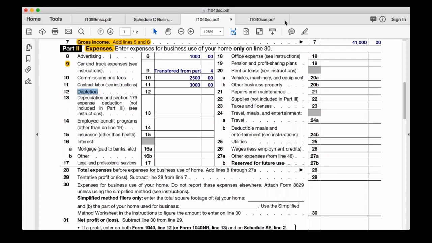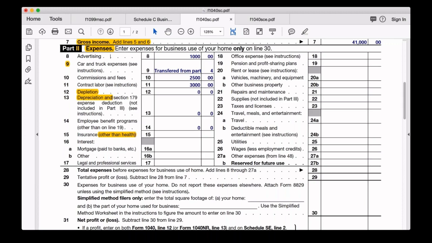I'm not going to worry about depletion right now. I'm not going to talk about depreciation right now. We're going to talk about that tomorrow. So I'm going to say 0 here for now. I don't have any employees. Remember, this is contract labor. Those are not employees. I don't have any employees, so I don't have an employee benefit program. I do have insurance for the business, and I also understand that I cannot claim health insurance for anybody here. Not for me, not for anything else.